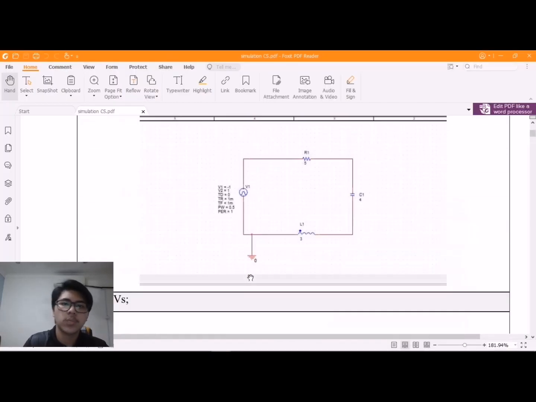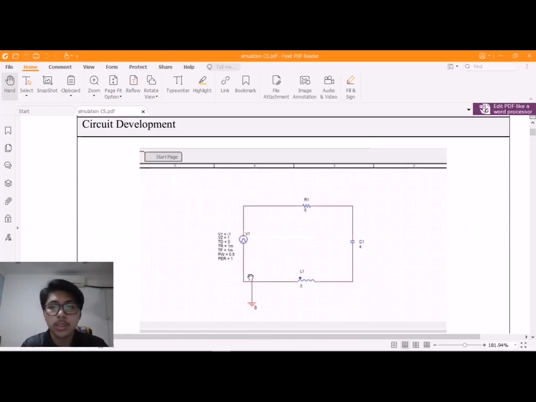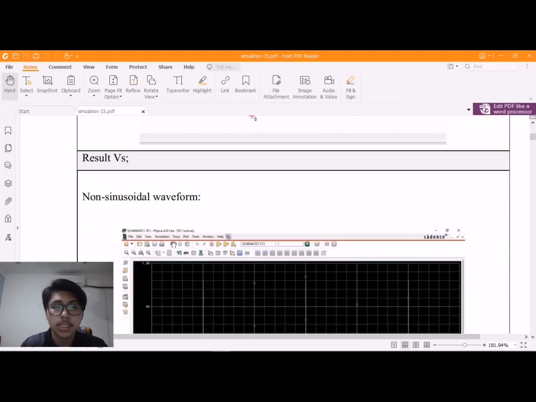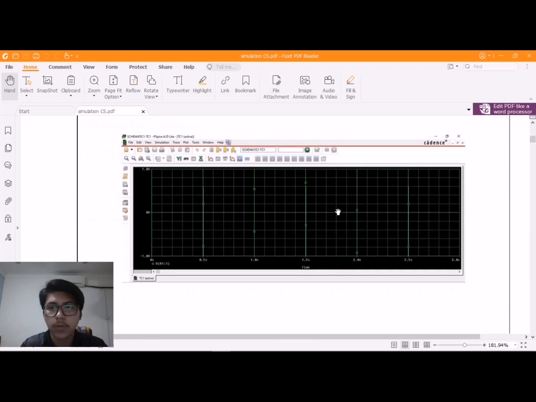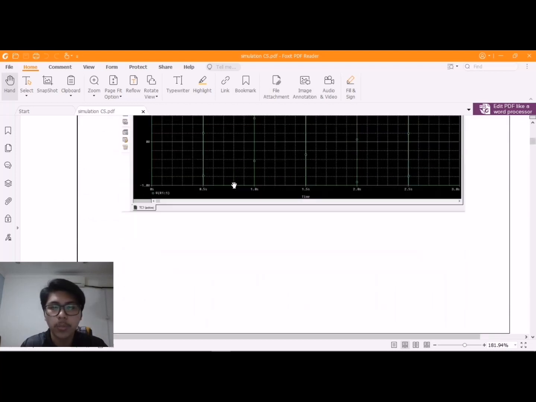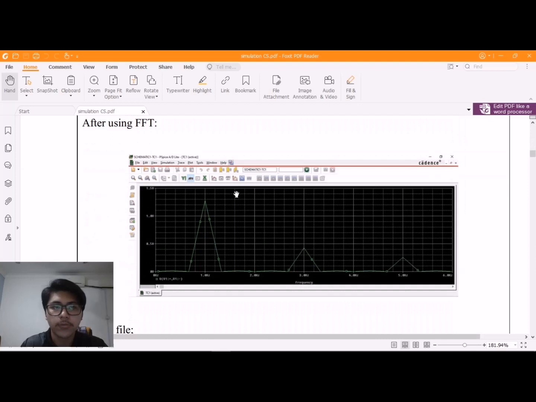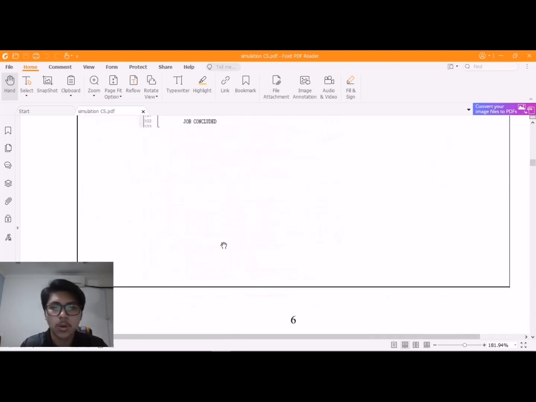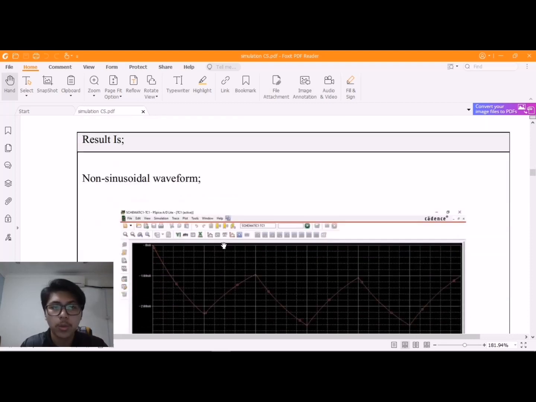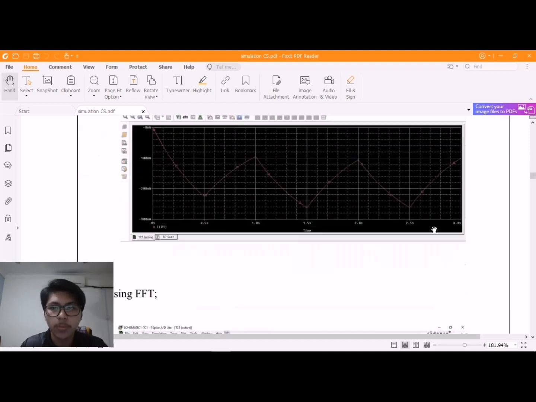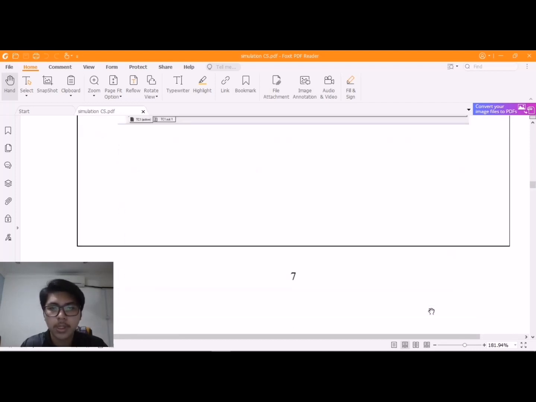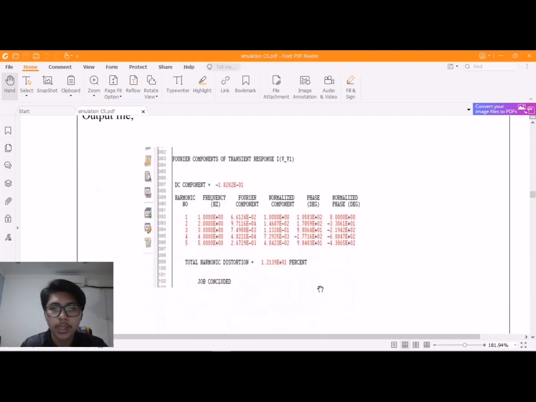Okay, from this simulation, this is our circuit construct, and then this is the result for VS, which is the graph of the non-sinusoidal waveform. And then after using FFT, it will produce this. This is the output file. Alright, for our group, we measure VS, IS. This is the non-sinusoidal waveform. After using FFT, it will produce this graph, the output file.